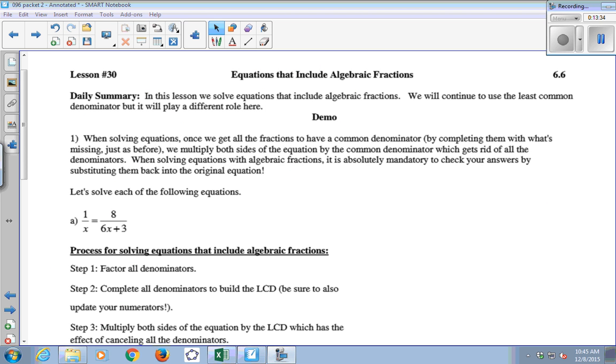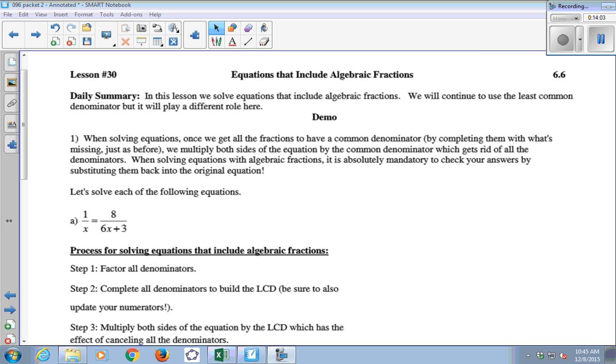So in this lesson, we're going to solve equations that include algebraic fractions. So we're still going to be doing the same process of finding common denominators. You're going to get to continue to practice what you were just practicing, but we're going to go a step further because now we have equal signs, right? Now this is an equation that needs to be solved, so your answer should be like x equals a number instead of an expression.